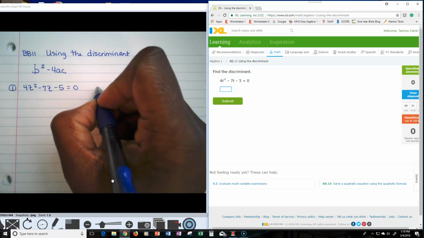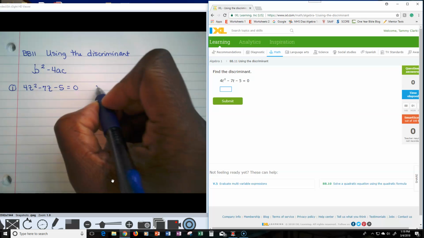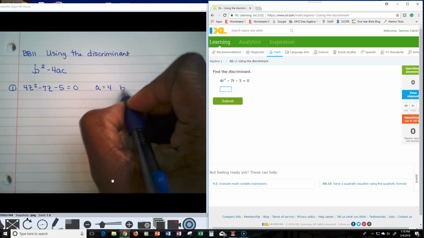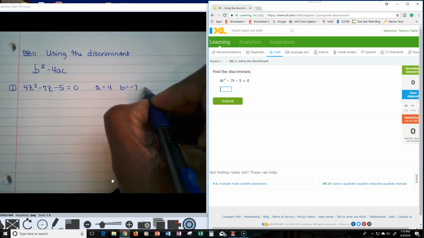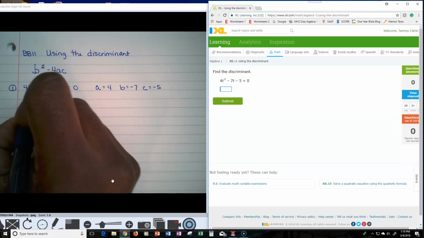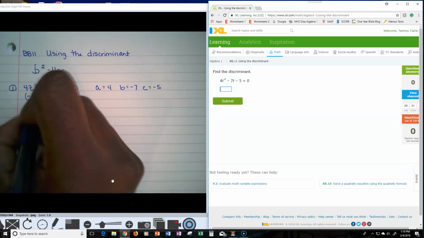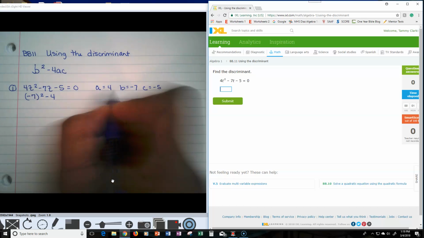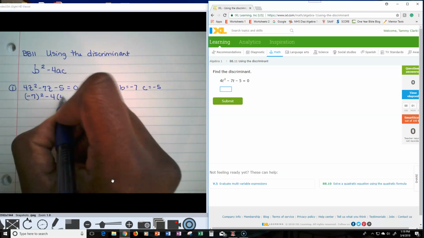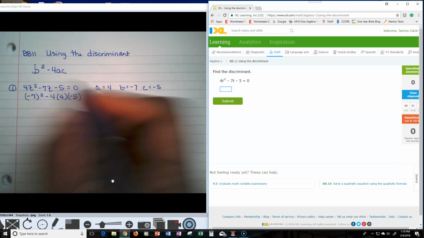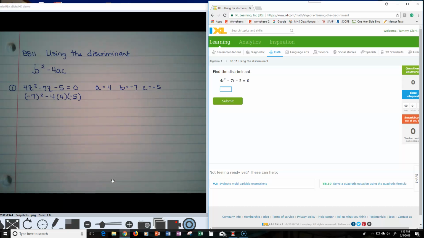So let's go ahead and clarify. A is 4, B is negative 7, and C is negative 5. So we take negative 7, square it, minus 4 times A times C. And hopefully you're thinking to yourself, oh, this looks like the quadratic formula. And it is. It's the inside of the quadratic formula.